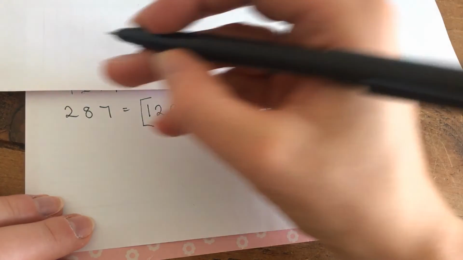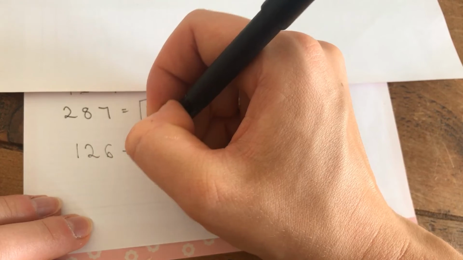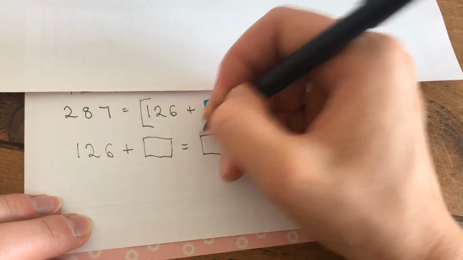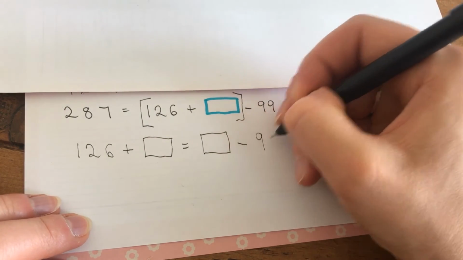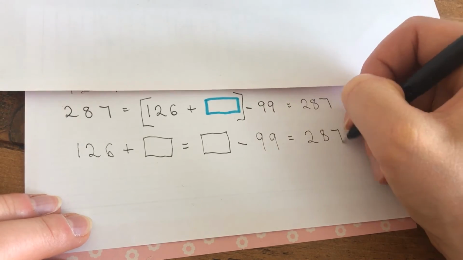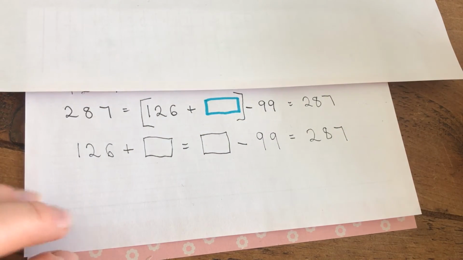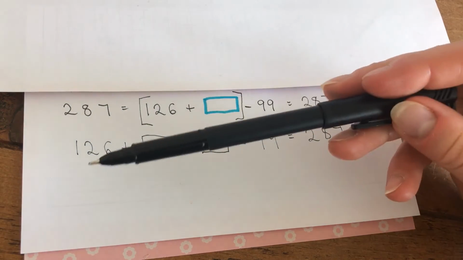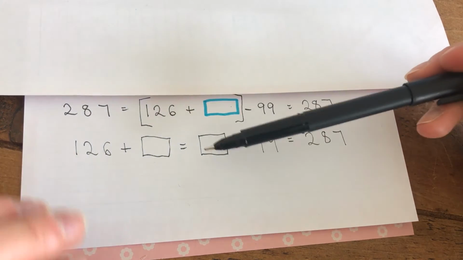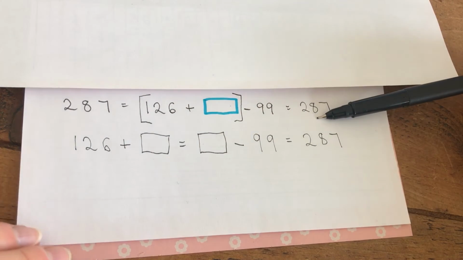So another way to write this would be 126, add this mystery number, equals another mystery number, but then when you take away 99 you get to 287. There's actually two missing numbers we have to work out when we write it out like that. So 126 add this box here equals something, but then when we take away the 99 this is where we end up.